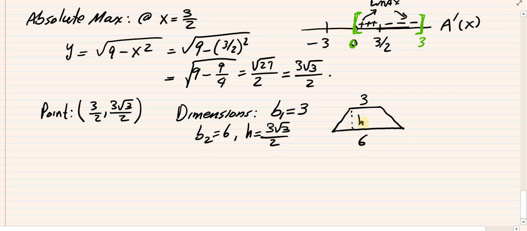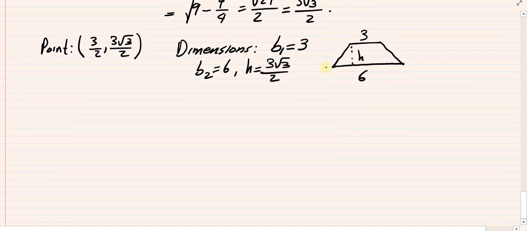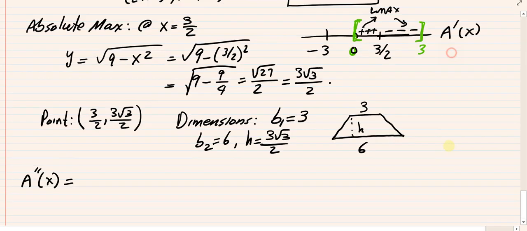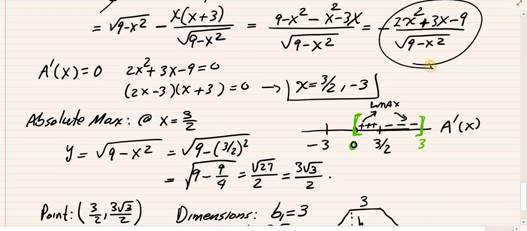and that's the height. Okay, now they didn't ask for the maximum area, but we can find the maximum area if you want. You got the dimensions of the trapezoid. Now let me do the second derivative on this, just because we practice with second derivative tests. And the first derivative, of course, is circled right up here, right? So we're going to take the derivative of the first derivative.